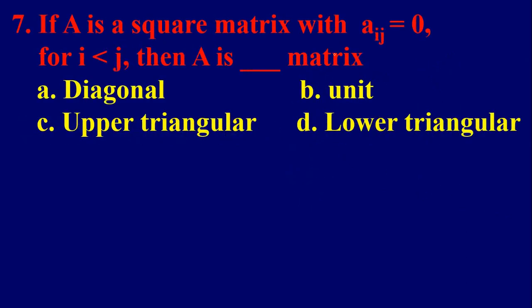Next question. If A is a square matrix with Aij equal to 0 for i less than j, then A is a dash matrix. Whether it is a diagonal matrix, or a unit matrix, or an upper triangular matrix, or a lower triangular matrix. Now we consider one matrix: A11, A12, A13, and A21, A22, A23, then A31, A32 and A33. Now here it is given Aij is 0 when i is less than j. So i less than j means A12 and A13. Here i value is 1, j value is 2, and A23, where i value is 2, j value is 3. So here i value is less than j.